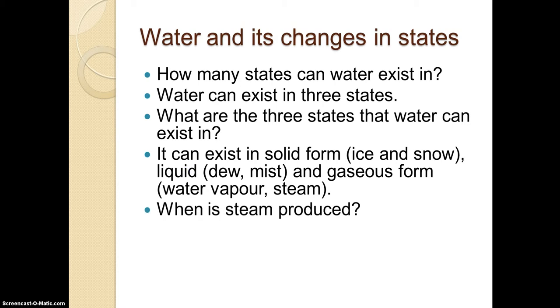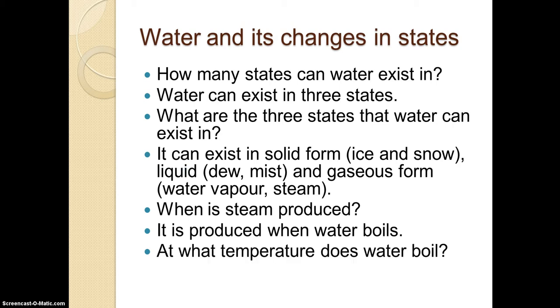When is steam produced? It is produced when water boils. At what temperature does water boil? Water boils at 100 degrees Celsius.